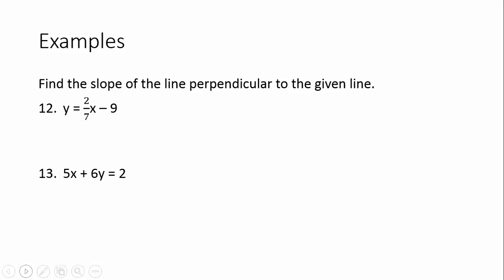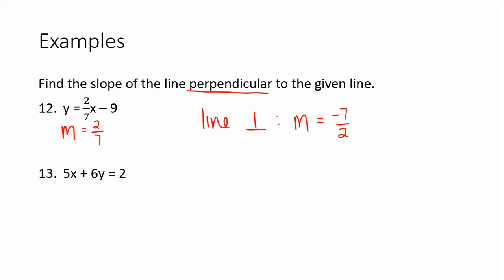Now conversely, find the slope of the line perpendicular. So again, we need to determine the slope of this line is 2/7, but the line that's perpendicular, and that's the symbol for perpendicular, an upside down T, we need to take the negative reciprocal. So the slope of a perpendicular line to this line would be negative 7/2. With 13, again, we need to solve, I don't think I changed the numbers. Nope, I didn't. This should be 14 and 15.